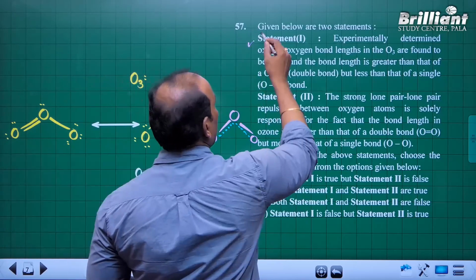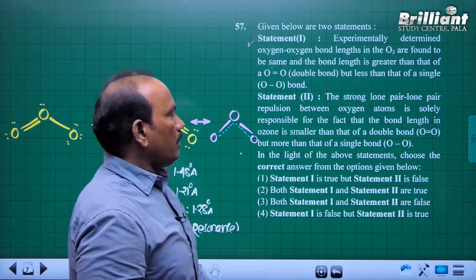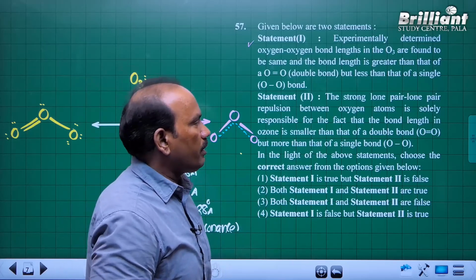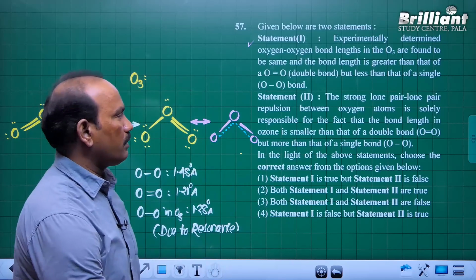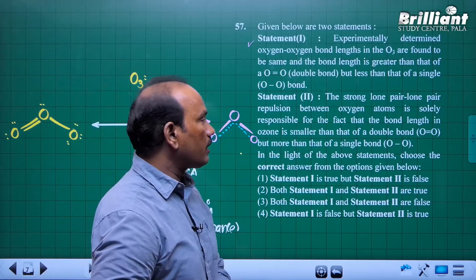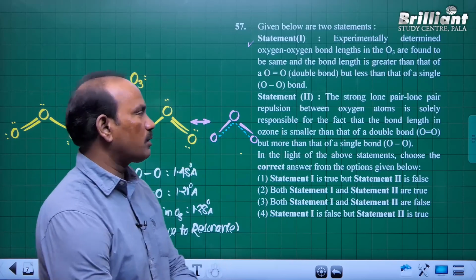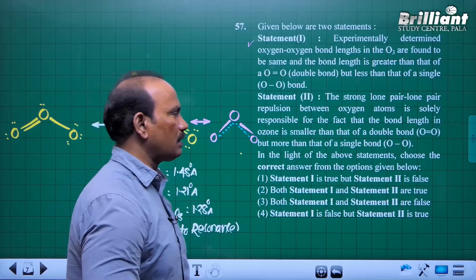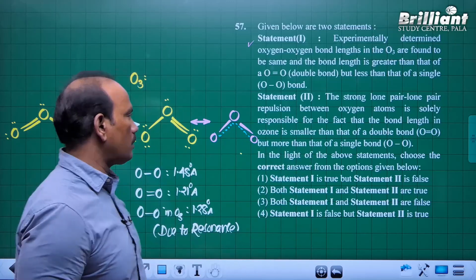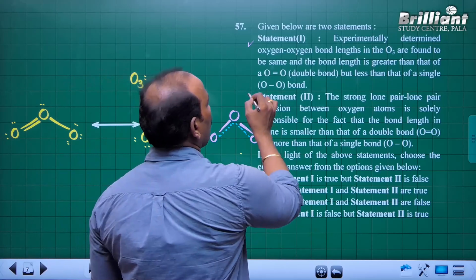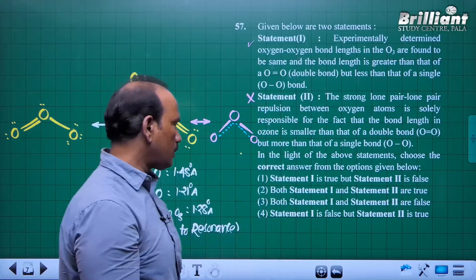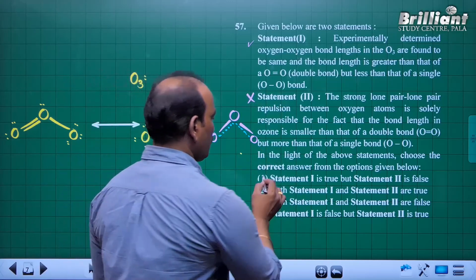This statement is correct. What is the second statement? The strong lone pair repulsion between the oxygen atoms is solely responsible for... no, this is not correct. This is responsible for resonance. Okay, this statement is wrong. So the option is: the first statement is correct, this is the option.